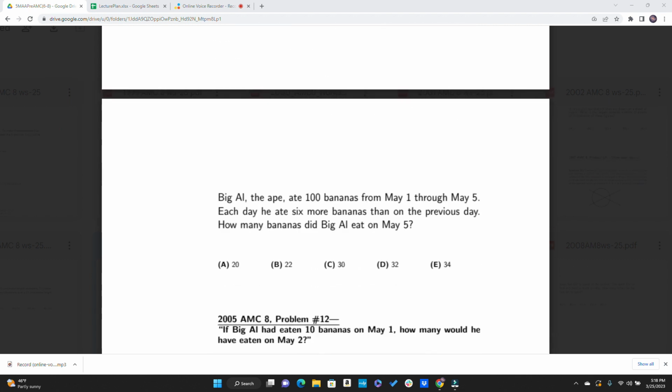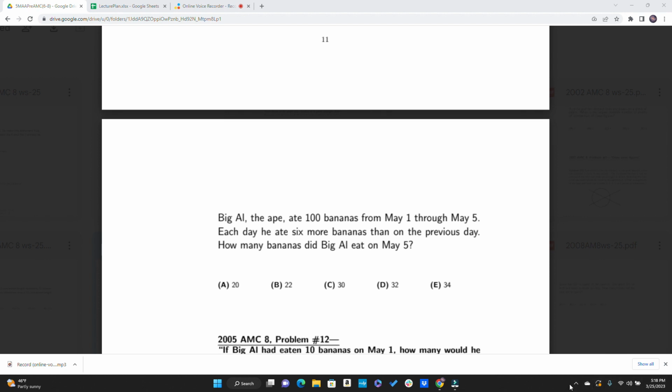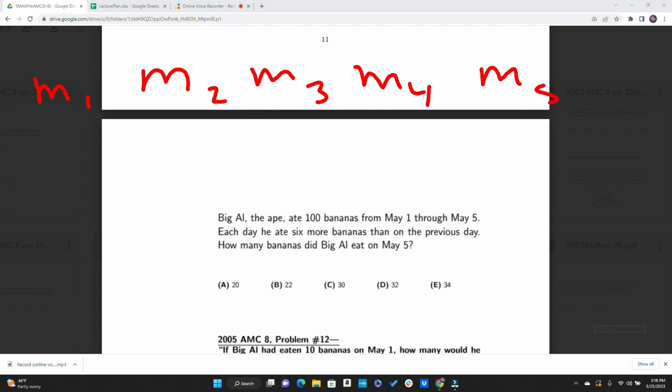Okay, now we've got Big Al the ape. So he ate 100 bananas from May 1st through May 5th. And each day he ate 6 more bananas than on the previous day. And we want to know how many bananas Big Al ate on May 5th. So let's draw this out. Here we've got May 1st, May 2nd, May 3rd, May 4th, and May 5th. On May 1st, we don't know how many bananas Big Al ate on that day, right? Let's say it was X, because we don't know for sure.